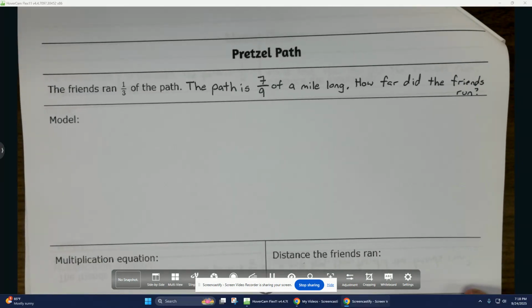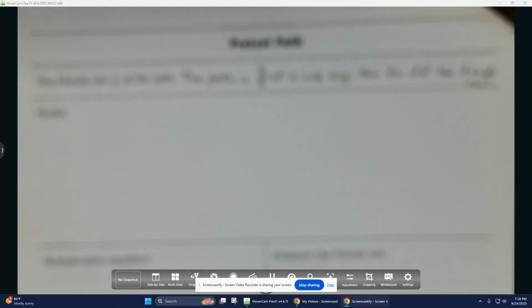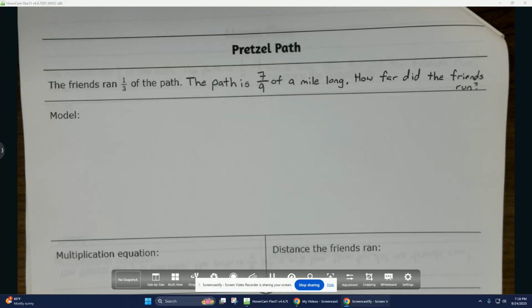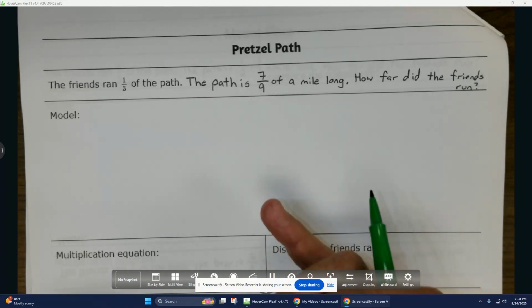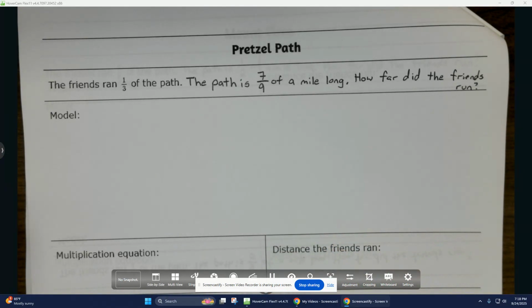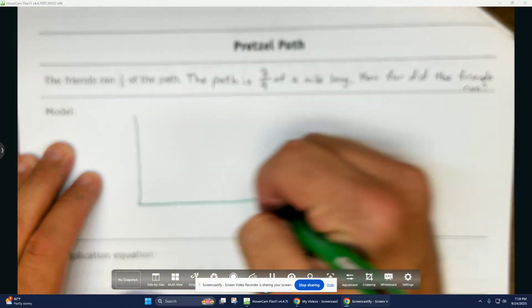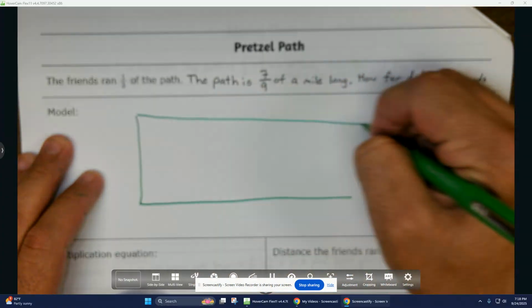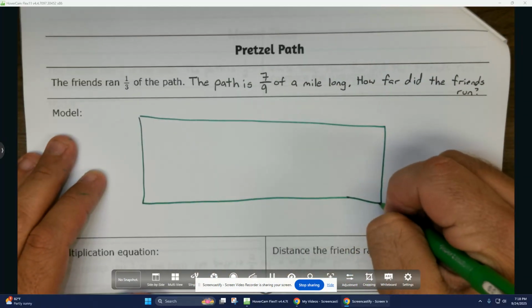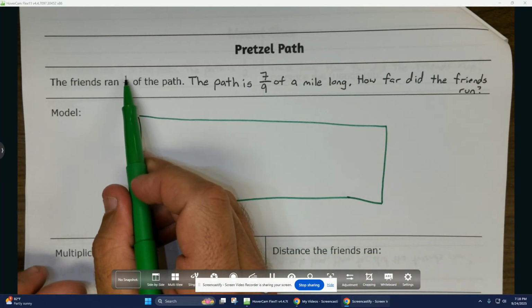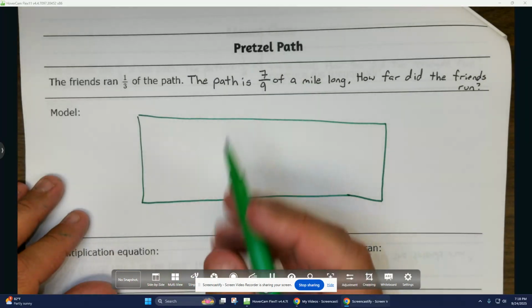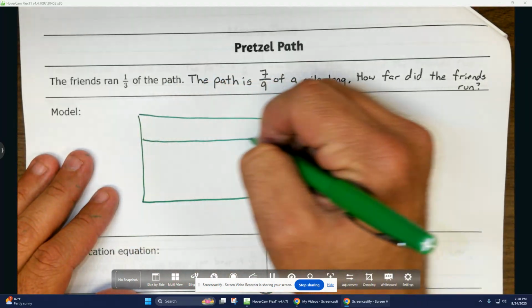Okay, we're going to have to model this. The friends ran a third of the path. The path is 7/9 of a mile long. How far did the friends run? Please pay attention to how to model because you will have to do this in a minute. The first thing is I'm going to draw myself a nice big box. It tells me I have to cut it into thirds, which means I have to cut it into 3 sections.